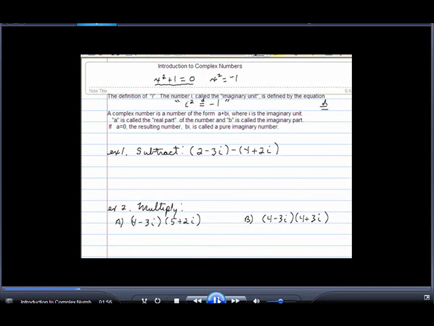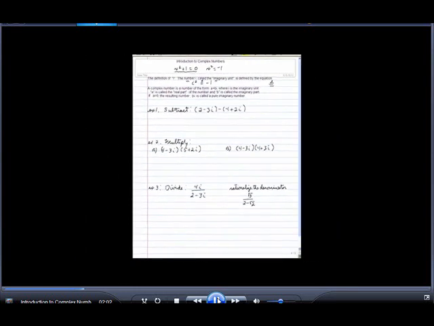Now the number i leads us to a new system of numbers called the complex numbers, so I'll define that here. A complex number is a number of the form a plus bi, where i is the imaginary unit defined right above. a is called the real part of the complex number and b is called the imaginary part. If a is 0, all you have is 0 plus bi, which is bi. So the resulting number bi is called a pure imaginary number.